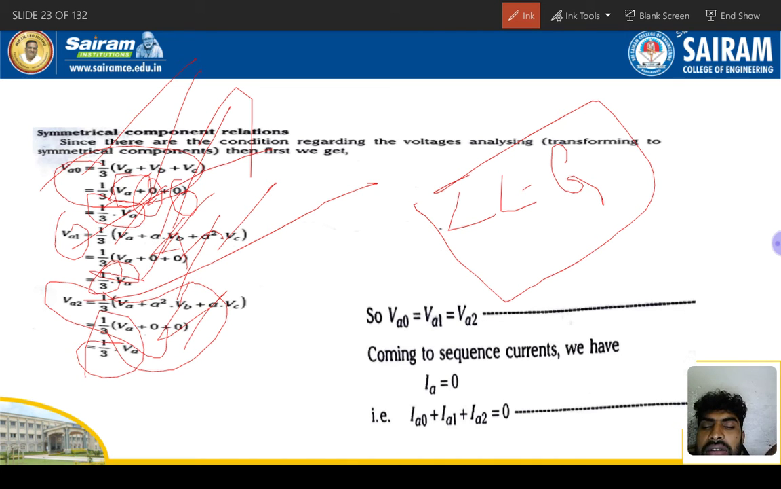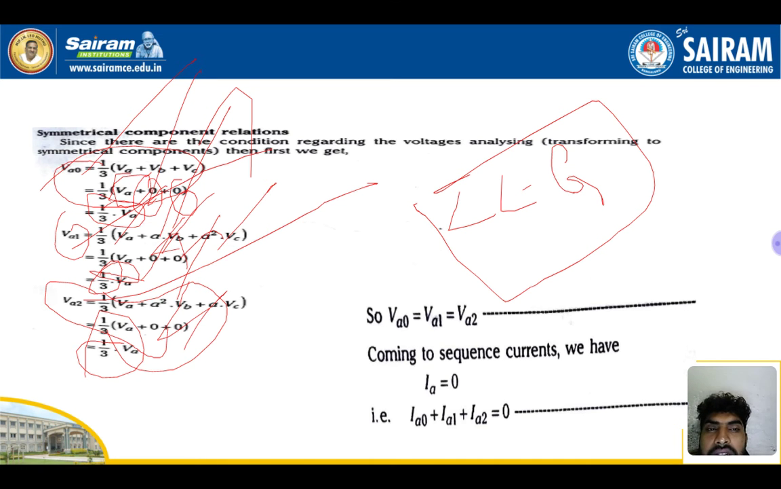So for the double line to ground fault, the symmetrical components give the positive sequence, negative sequence and zero sequence voltage components the same value, right? In terms of voltage, VA0, VA1 is equal to VA2. Coming to the sequence current, we have IA is equal to 0. Only IA0, IA1, IA2 will be there, and IB and IC will be there.